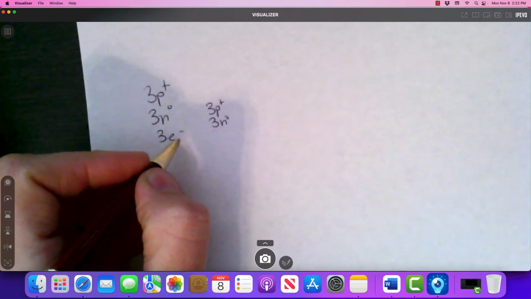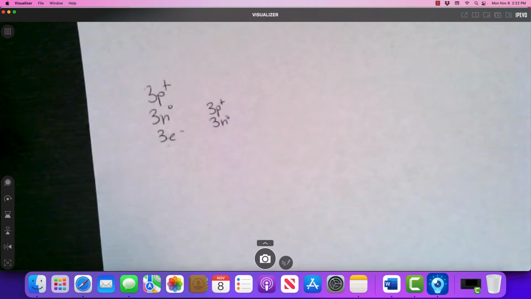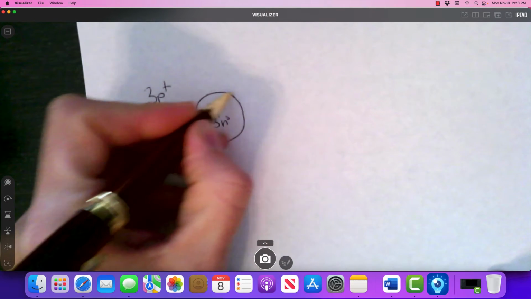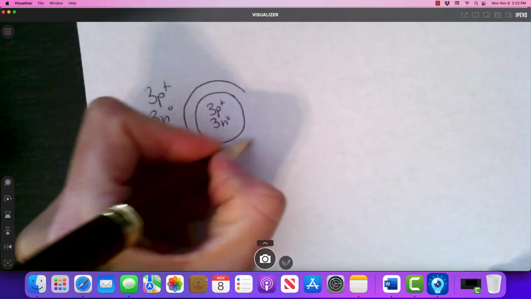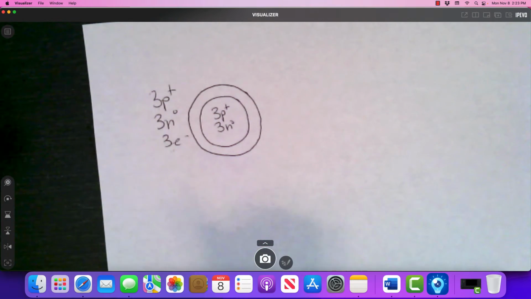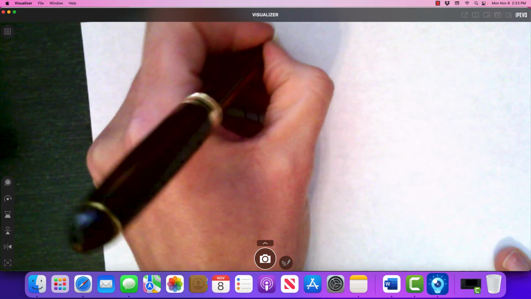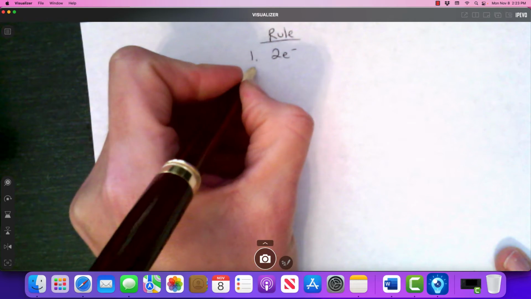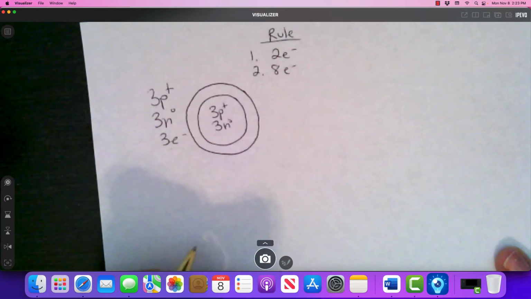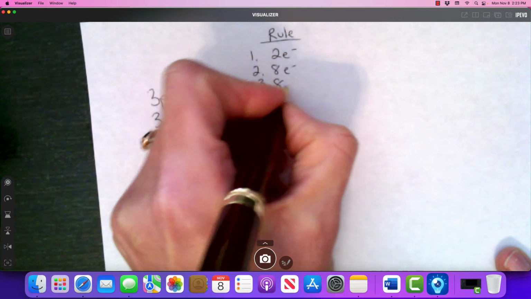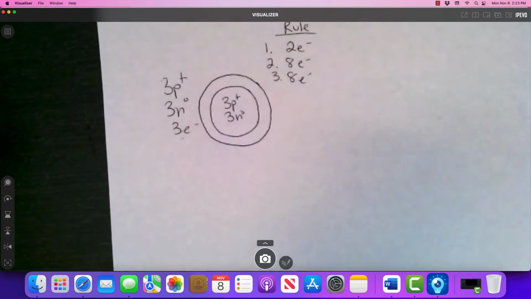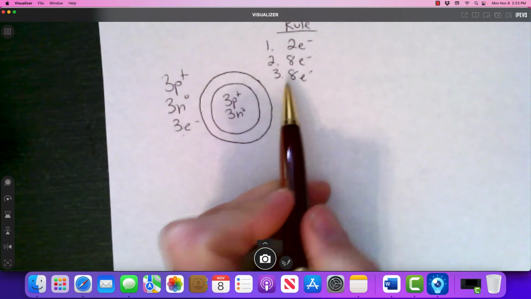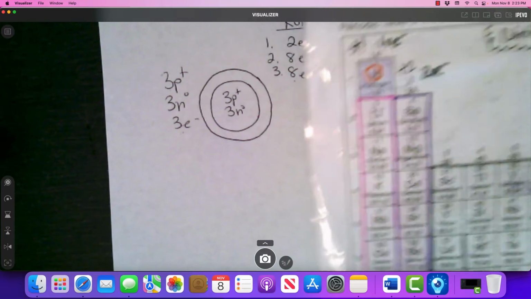And then the electrons exist in rings, or technically it's an electron cloud, but we're going to draw it as rings. So the rule is that you can only have a certain number of electrons in each ring. So the rule is that you can have 2 electrons in the first ring. You can have up to 8 electrons in the second ring and 8 electrons in the third ring. You can have more rings than 3. It's just that the rules kind of get a little wonky, and so we're going to leave it at the first 3 rings.